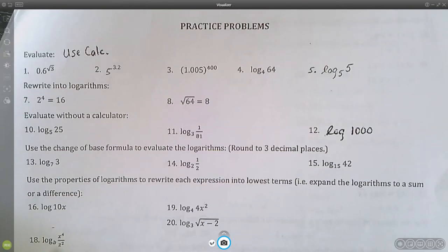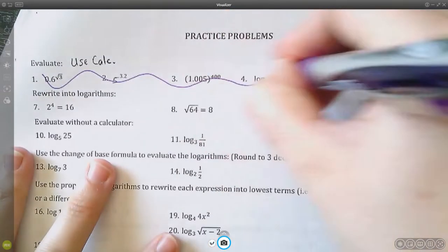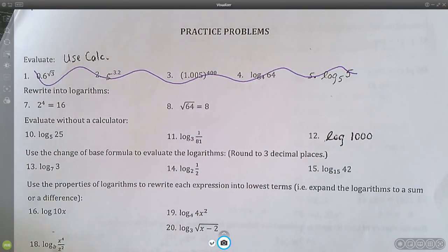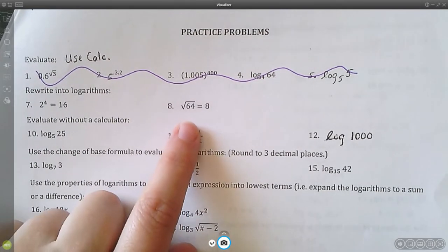Okay, so I decided to go through just a few problems from your homework, just as some refreshers. You did not have to do 1 through 5, so we'll get rid of those. Okay, so let's look at number 8.